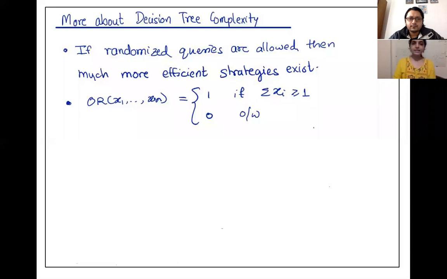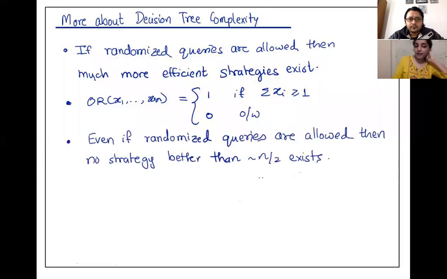You will immediately see that the random strategy may not work anymore. Because what if there was only one box with a gift? The probability that you actually randomly pick that box is 1 by n. That's really small as compared to half in the previous case, because there were half of the boxes filled with gifts. So the randomized strategy doesn't work. In fact, it is known that the randomized query complexity, the randomized decision tree complexity, of the OR function is n by 2.